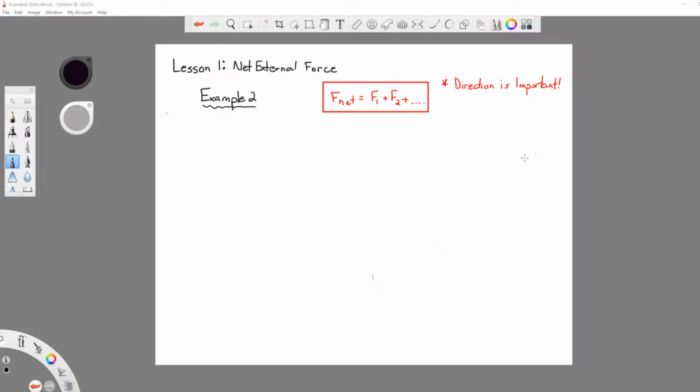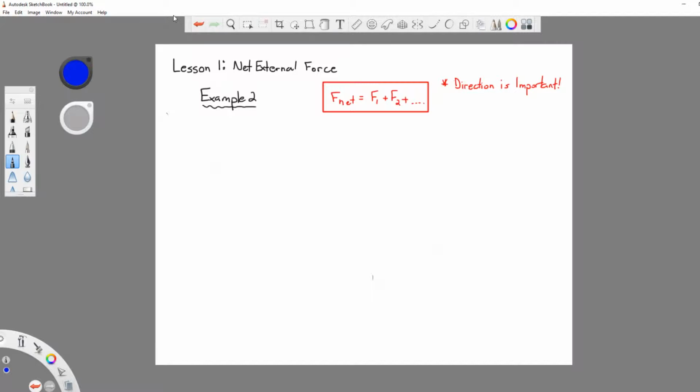I put a little star on here, and I want to make it clear that, yes, direction is in fact important when we are determining the net force of an object. This will become fairly clear when we jump into this example.